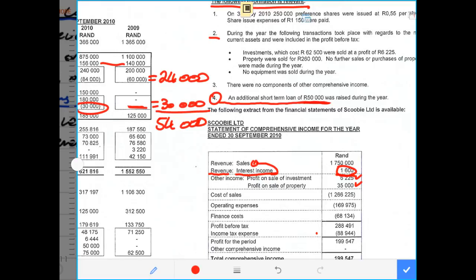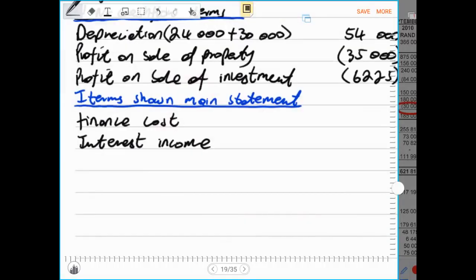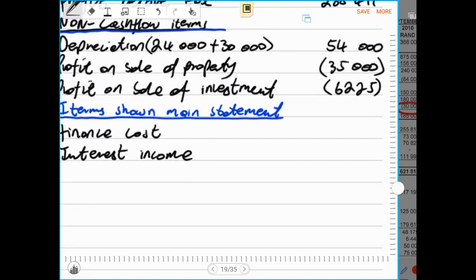And also there is finance cost in the income statement. There is finance cost in the income statement. And that finance cost is 68,134. And that interest income, second line item, is 1,600. So now these two must be removed because they are not part and parcel of the cash that was generated from operation.